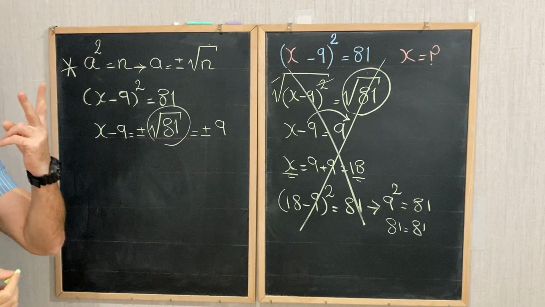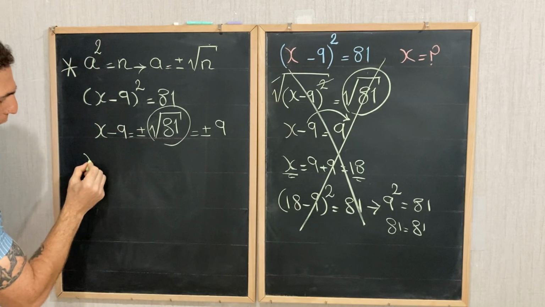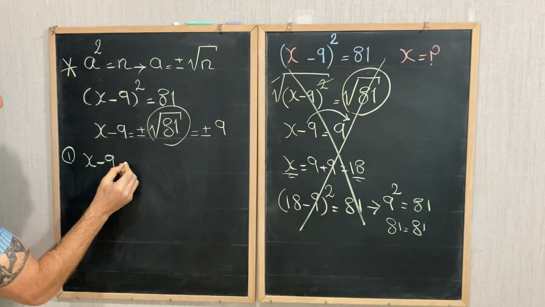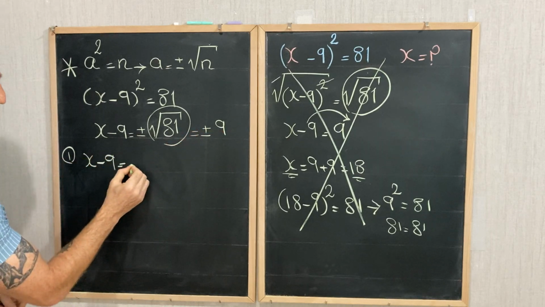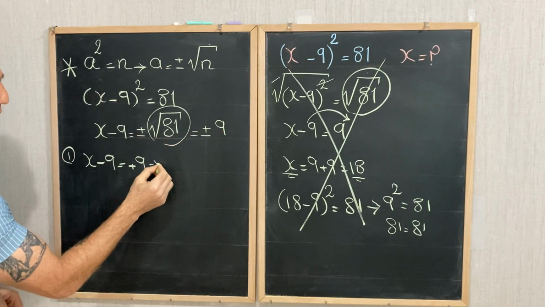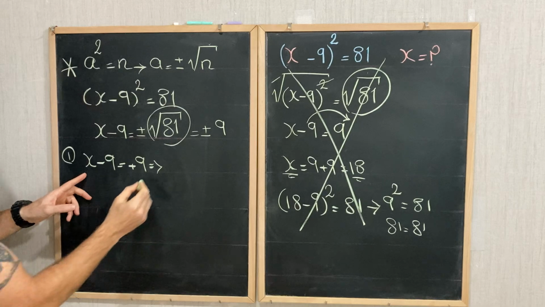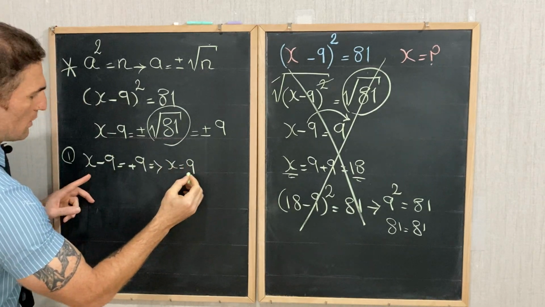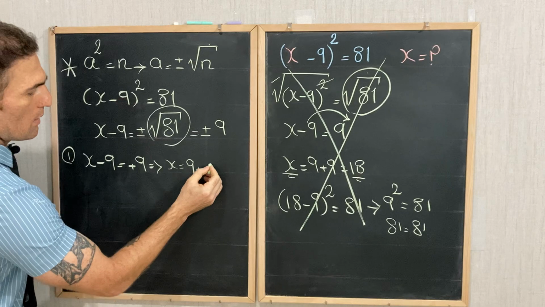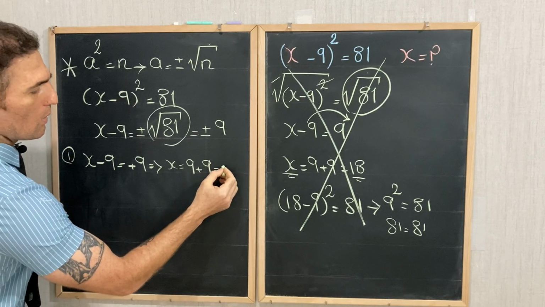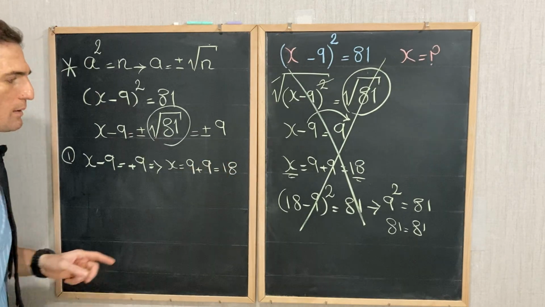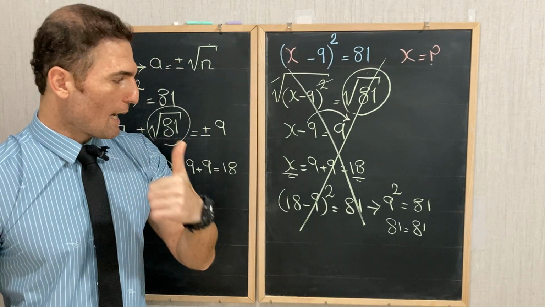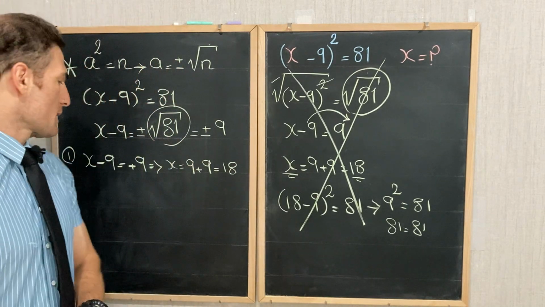Now we have two answers. The first one, x minus 9 equals positive 9. So what is the value of x? x is going to be 9 plus 9, or 18. So this 18 is just one answer. But what is the next answer?